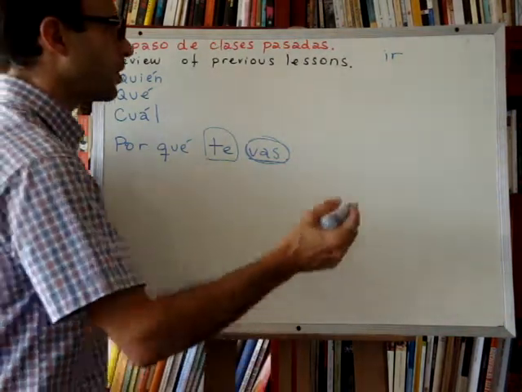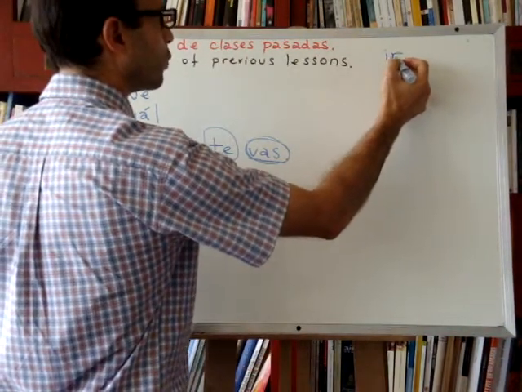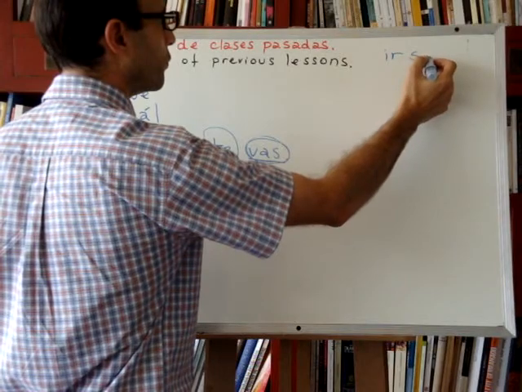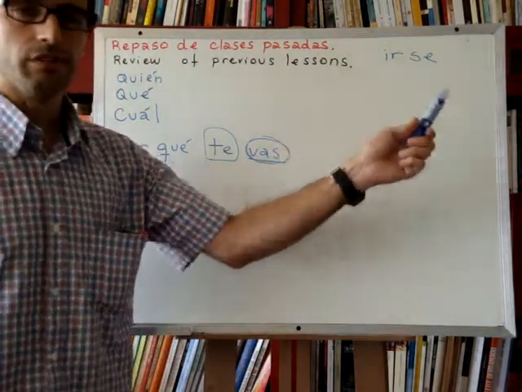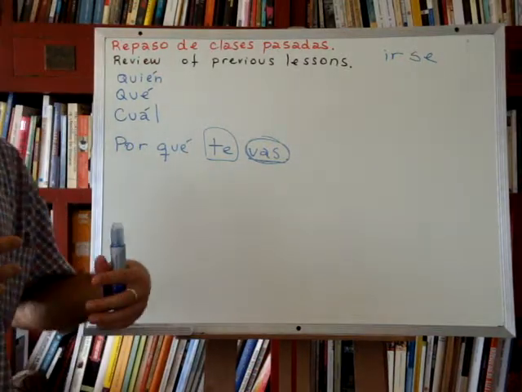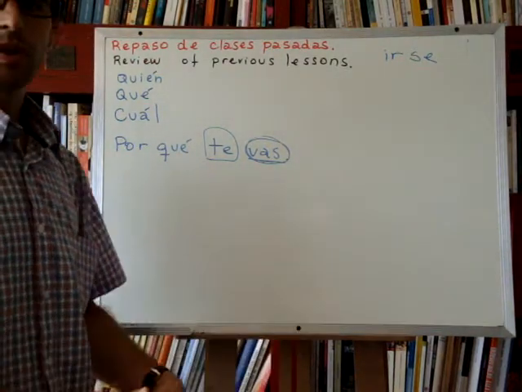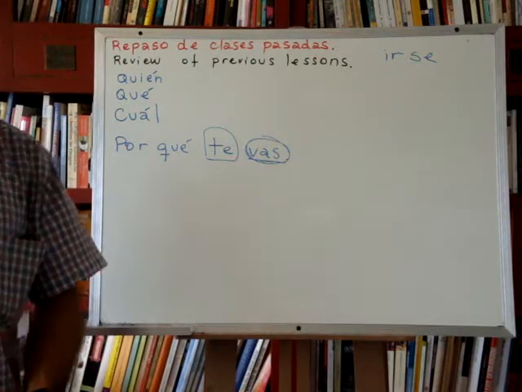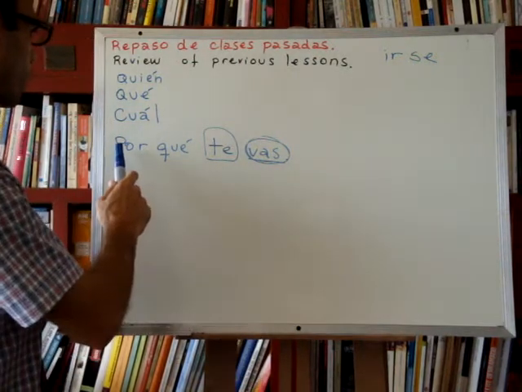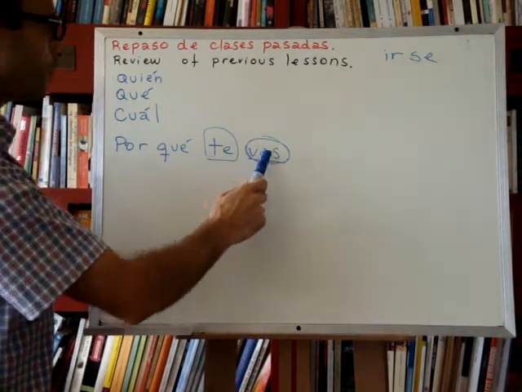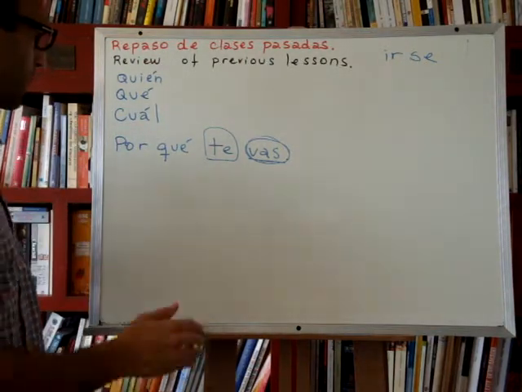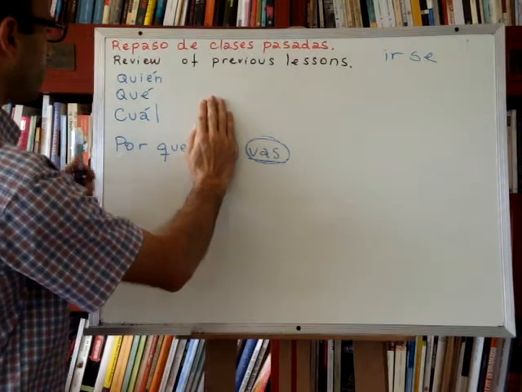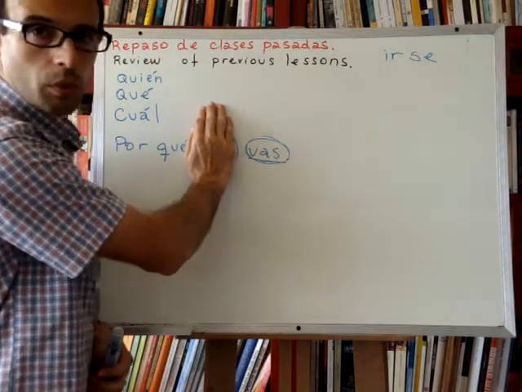So, if we transform this verb to go into a reflexive verb, irse, now this verb means to leave, right? Or literally to go oneself. To go oneself is to leave in Spanish. Why do you yourself go? That means why do you leave? Okay? And if we eliminate this, por qué vas is why do you go, right?